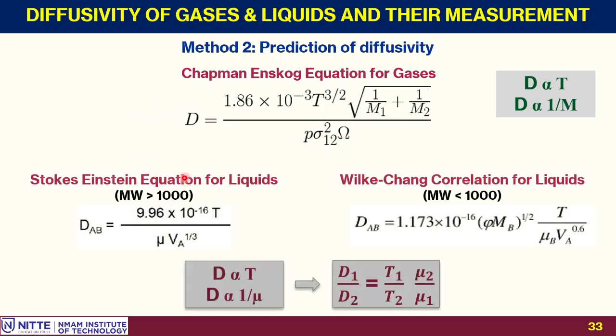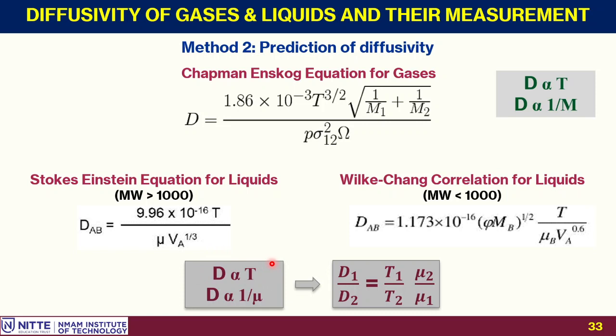For liquids, for a large molecule like a protein, more than 1000 molecular weight, we use the Stokes-Einstein equation. For a small molecule, less than 1000 molecular weight, we use the Wilke-Chang equation. In both cases, you observe that DAB is directly proportional to the temperature and inversely proportional to the viscosity mu, the viscosity of the liquid, right? VA is the molar volume, and phi and MB, the molecular weight, and a constant are there. So overall, whether it is the Wilke-Chang or Stokes-Einstein equation, diffusivity is directly proportional to temperature and inversely proportional to mu.